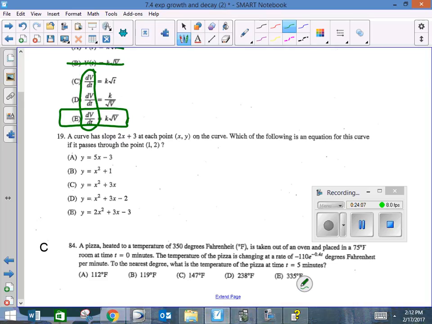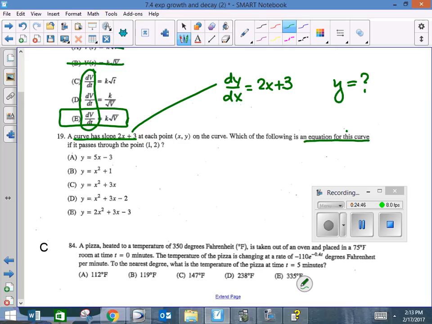Direct proportion, remember, is y equals kx from when we first started Algebra 1, so this is just a little bit twisted. All right, now this one's a little bit more complex. A curve has a slope of 2x plus 3. That's the way that one Allie started today. This is dy/dx equals 2x plus 3. Which of the following is an equation for this curve? So what are we looking for? y equals, that's your equation, if it passes through (1, 2).